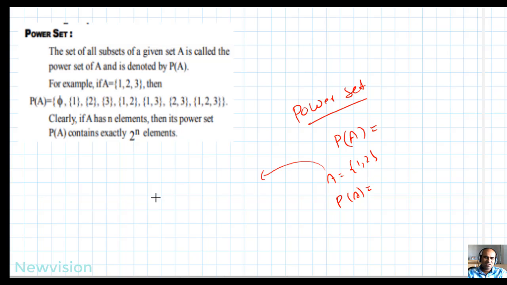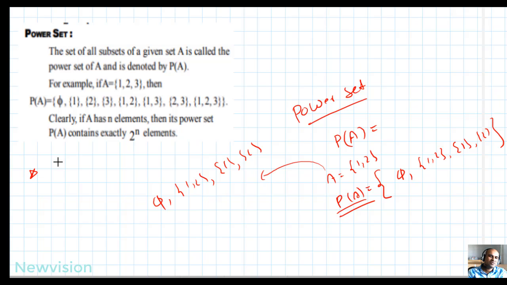First of all, I want to write what the subsets are. Phi is a subset, {1, 2} is a subset, {1} is a subset, {2} is a subset. How many? 4 are there. So those are enclosed by two flower brackets, so the new set is called the power set. So this is called the power set, the set of subsets.